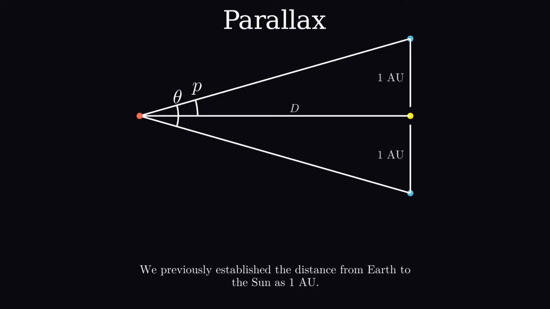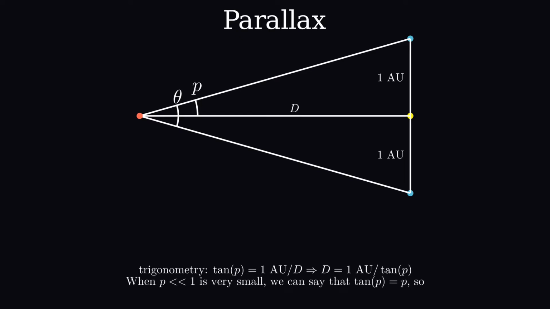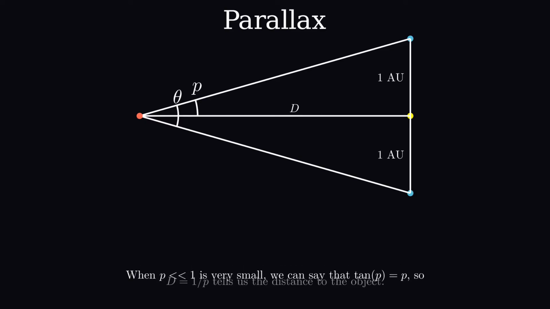We previously established that the distance from Earth to the Sun is 1 astronomical unit. If we mark the distance from the object to the Sun with d, we can apply some simple trigonometry to find its value. Distance is 1 over tangent of parallax angle. When the parallax angle is much smaller than 1 arcsecond, we can use the small angle approximation to simplify the expression for d to d is 1 over parallax in arcseconds.